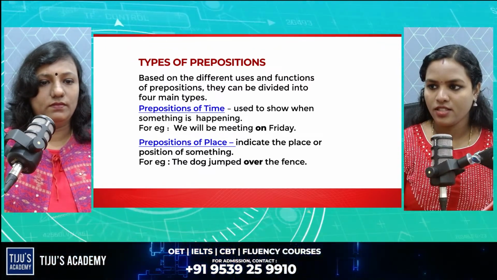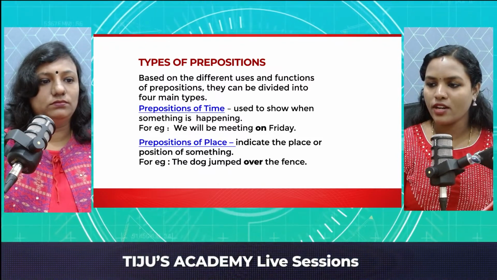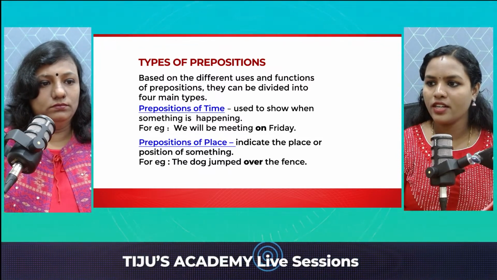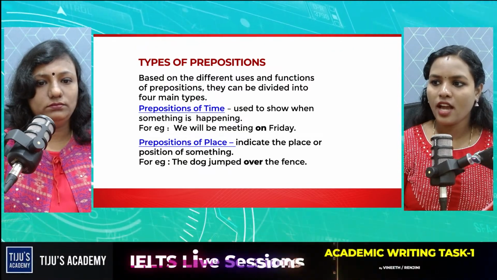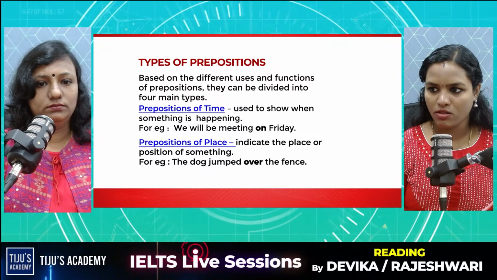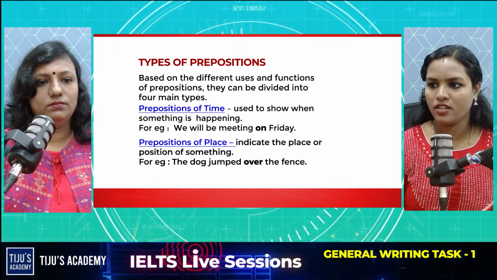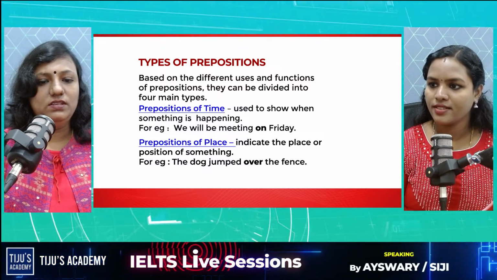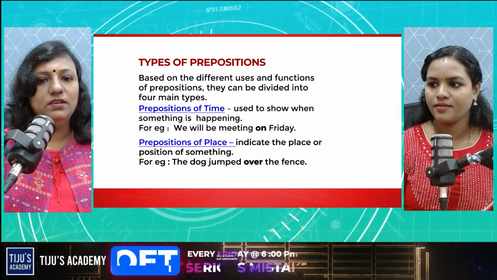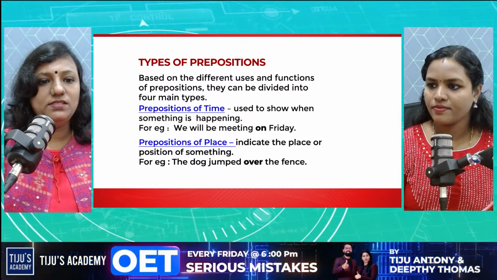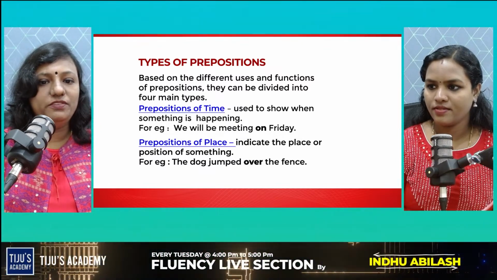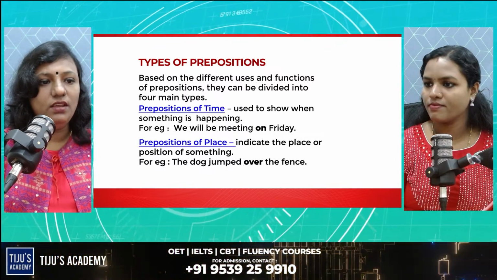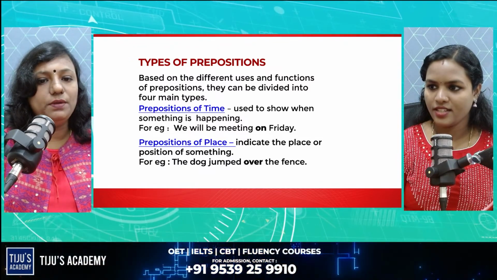Types of prepositions. Based on the different uses and functions of prepositions, they can be divided into 4 main types. Keep in mind, prepositions can be divided into 4 main types based upon their use and function. The first one is preposition of time, used to show when something is happening. If it answers the question when, then you can use the preposition of time.